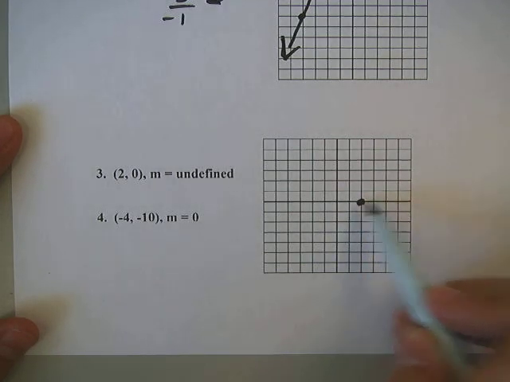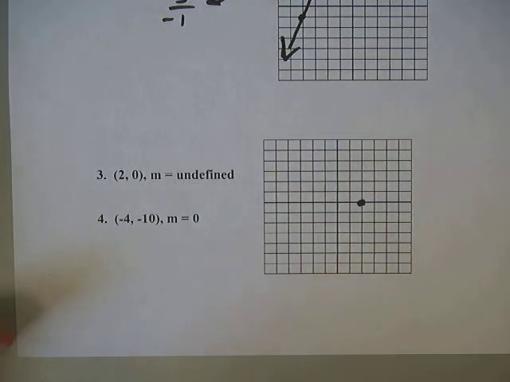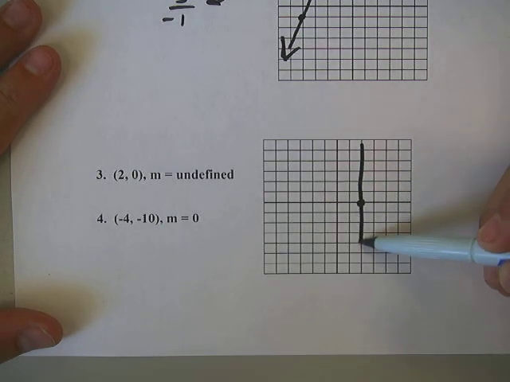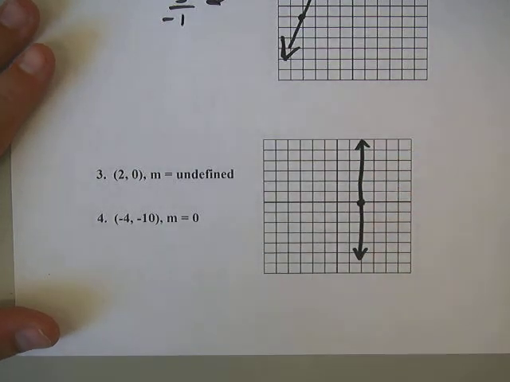So let's plot (2, 0). So to the right 2, and we don't go up or down. Now slope is undefined. That's one of our special cases that you need to have memorized. And what you should know is that if we have slope that's undefined, that means it's a vertical line. So I'm just going to simply draw a vertical line through that point.